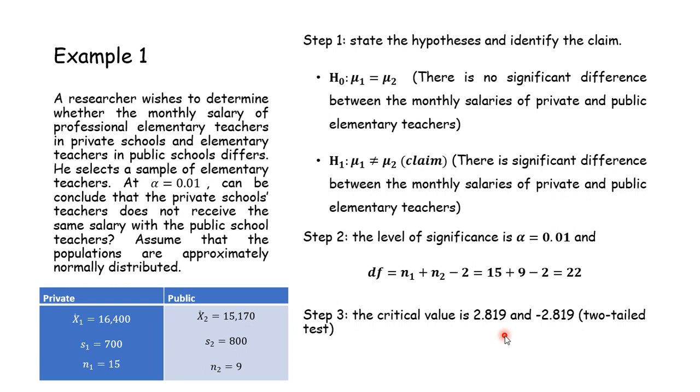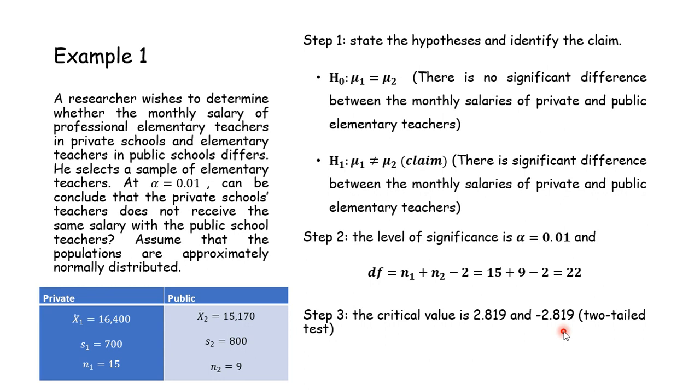Positive, negative, 2.819. Sir, ulitin lang namin bakit po may positive and then negative? Since we will be using a two-tailed test, kailangan both sides nung normal curve natin, meron pong critical region, and then we have the representation for the positive side or the right tail, and then the negative side which is on the left tail. Okay?